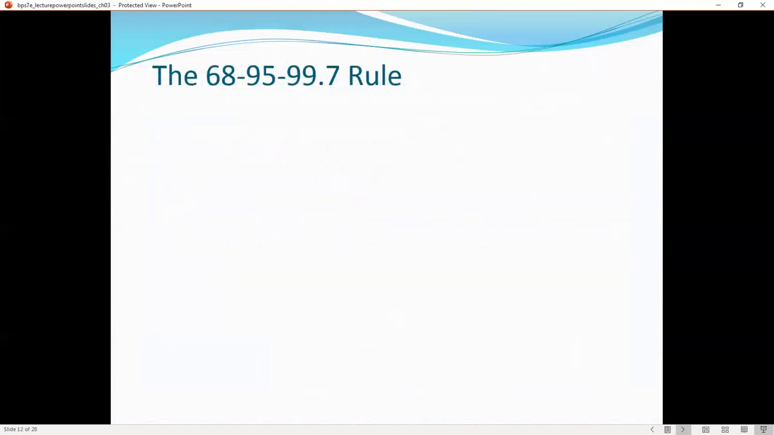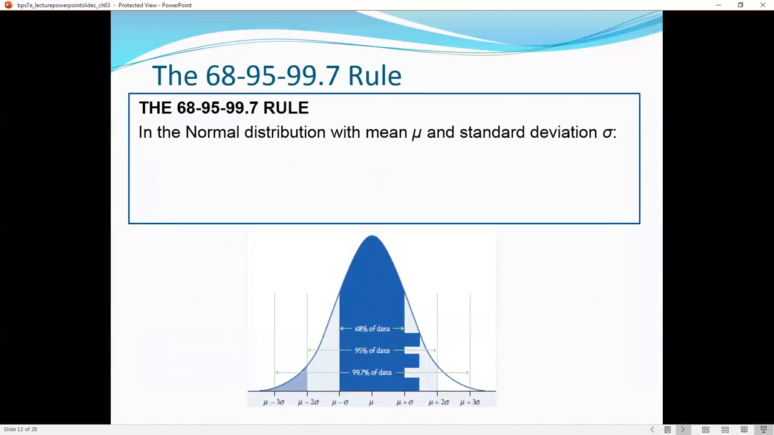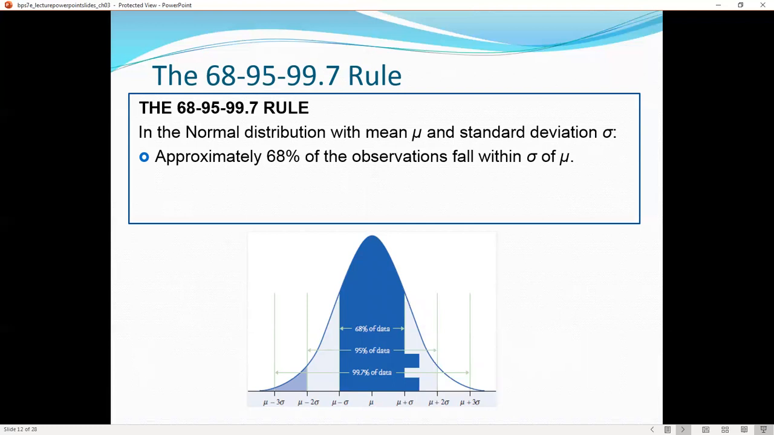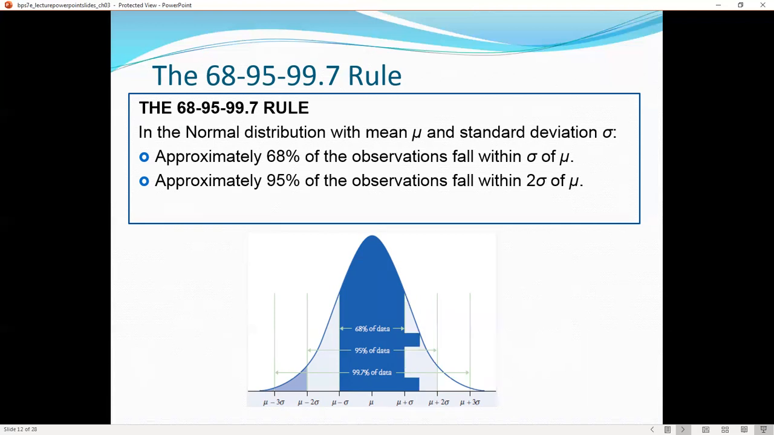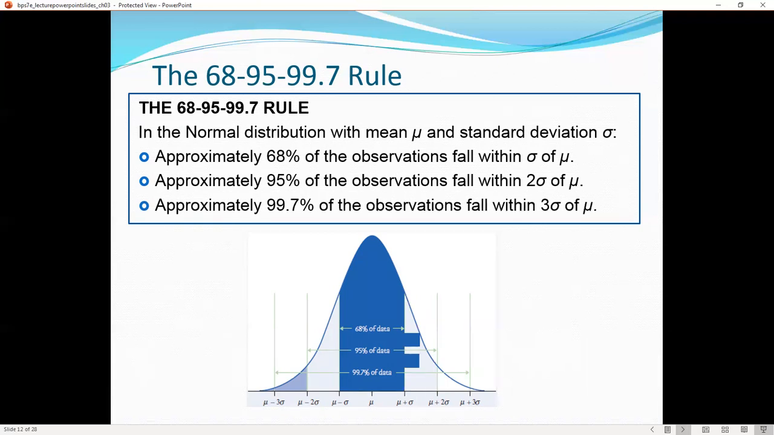The 68-95-99.7 rule. The normal distribution with mean mu and standard deviation sigma has approximately 68% of the observations fall within sigma of mu. Approximately 95% of the observations fall within 2 sigma of mu. And approximately 99.7% of the observations fall within 3 sigma of mu.